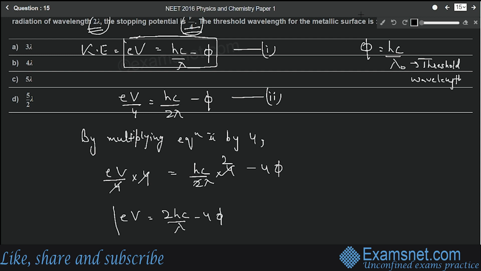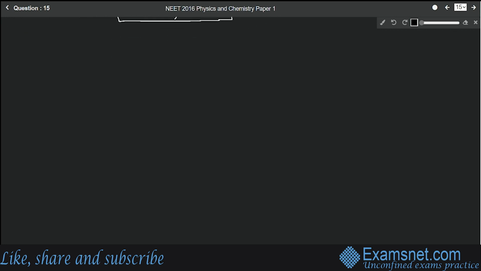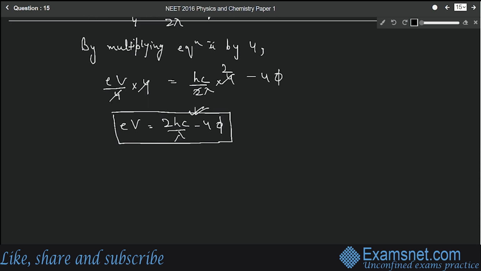Okay. So now in equation number 1 and in this equation, the left hand side is same. That means EV. Okay. So right hand side will also be same. So hc by lambda minus phi of equation 1 will be equal to 2 hc by lambda minus 4 phi of this equation. Okay. So let's equate these two. Hc by lambda minus phi will be equal to 2 hc by lambda minus 4 phi.